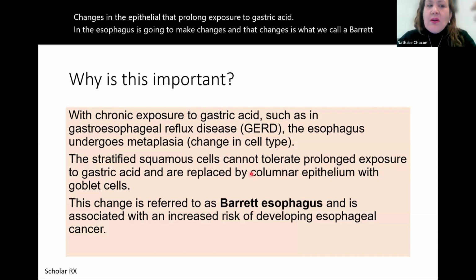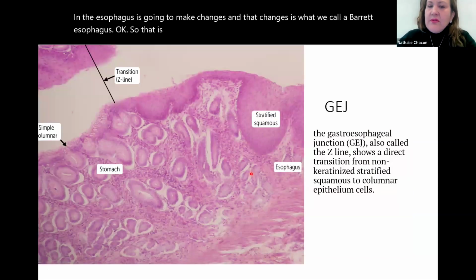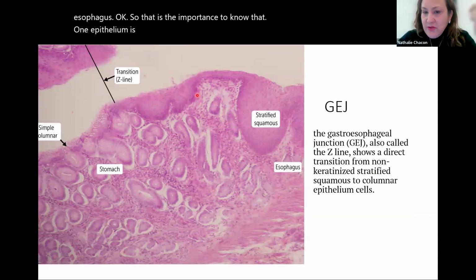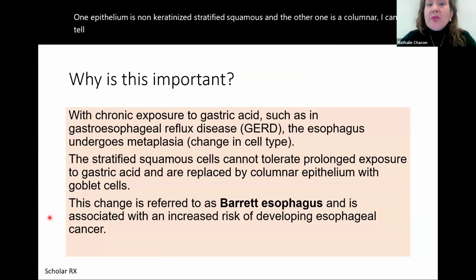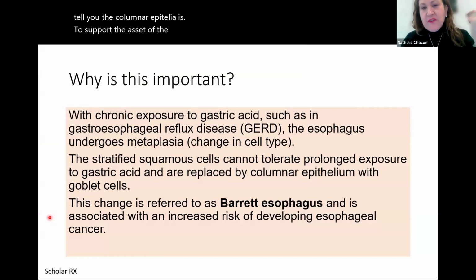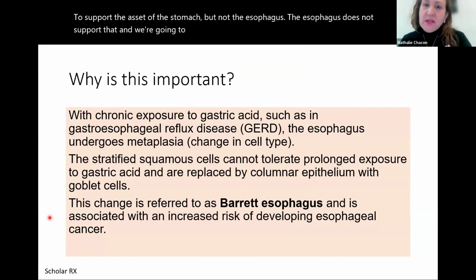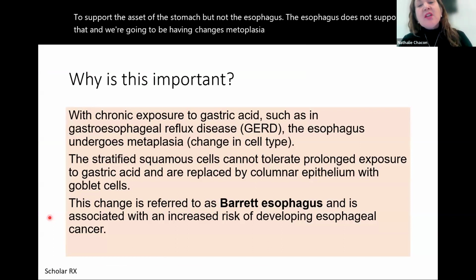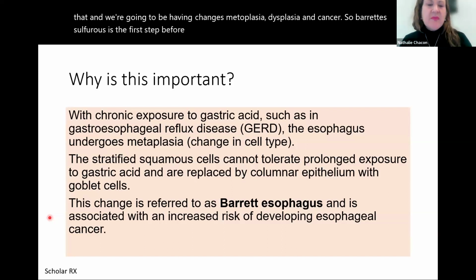That is the importance of knowing that one epithelium is non-keratinized stratified squamous, and the other one is a columnar epithelium. The columnar epithelium is to support the acid of the stomach, but not the esophagus. The esophagus does not support that, and we're going to have changes: metaplasia, dysplasia, and cancer. So Barrett esophagus is the first step before cancer. Got it? And esophageal cancer is a very serious condition.